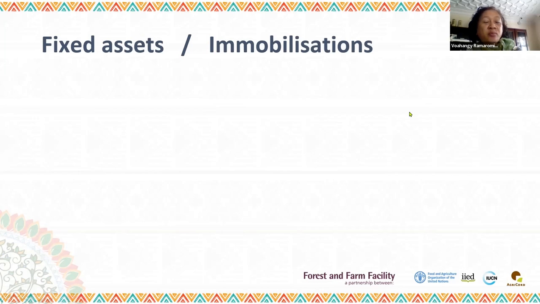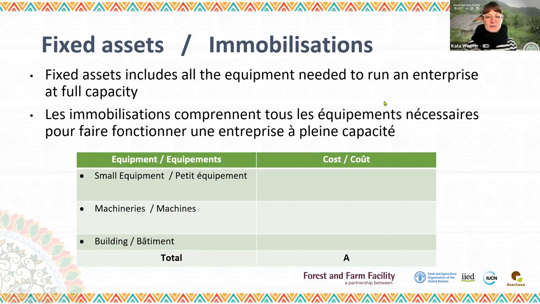These are goods that we buy in order to help us undertake the activity and that we are going to use over a number of years. Thank you, Mahangi. Yes, fixed assets are all the equipment needed to run the enterprise at full capacity. The entrepreneur should make a full detailed list of all the equipment and fixed assets they will need to run their business at full capacity, and then cost each item. I think that is quite an easy calculation so far. So I'm going to jump to the next one.